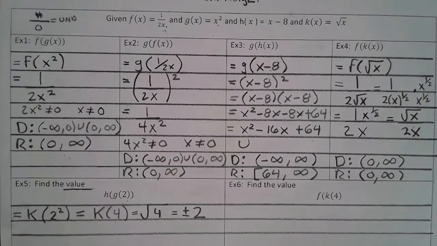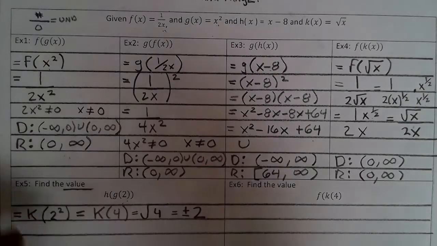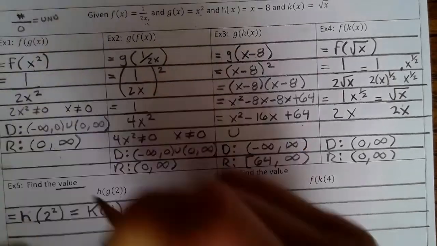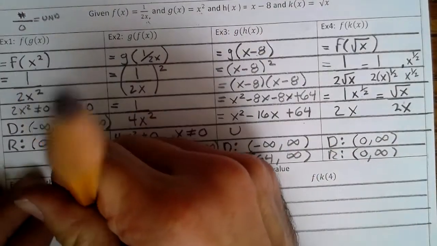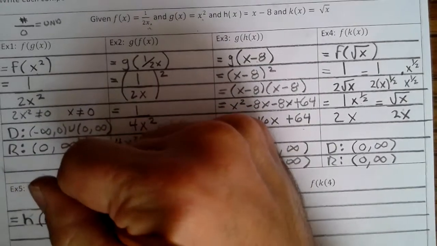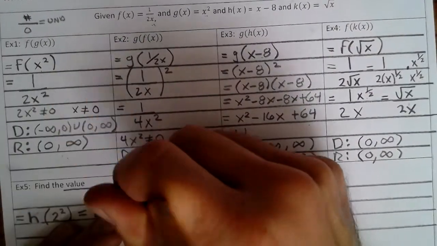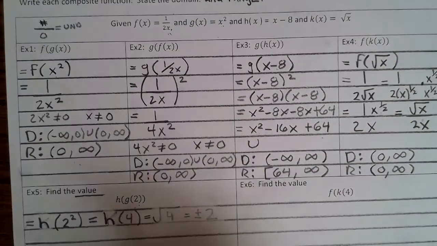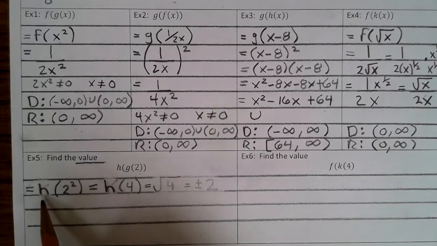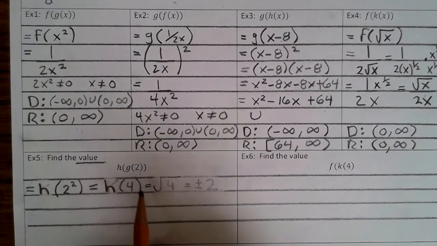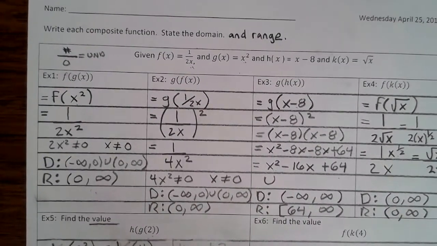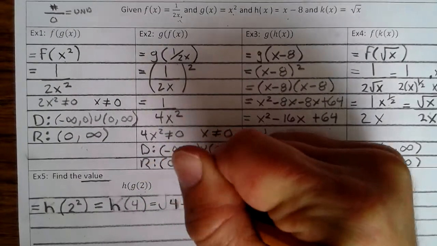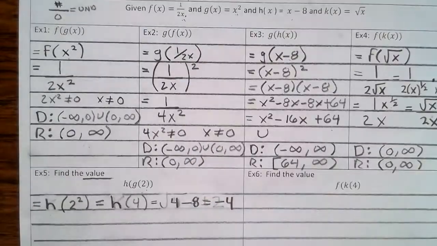Oh, wait a second. That's not k, that's an h. So slight change. So everything applies. That's h of 2 squared, still 4. So h of 4. But now instead of going to the k function, we go to the h function, which is x minus h. So that would be 4 minus 8, which equals negative 4.